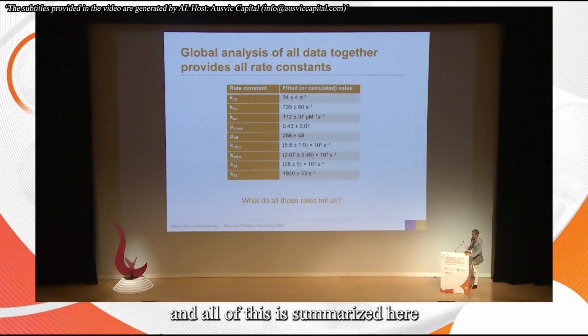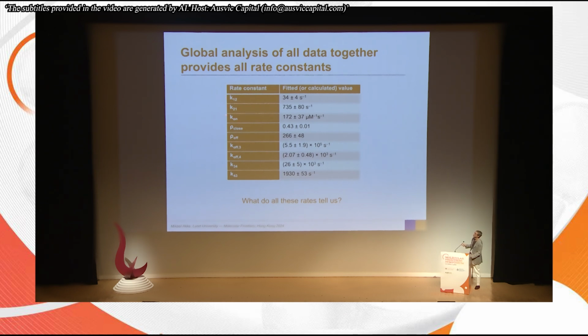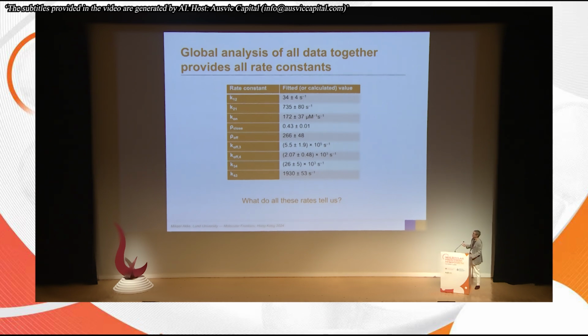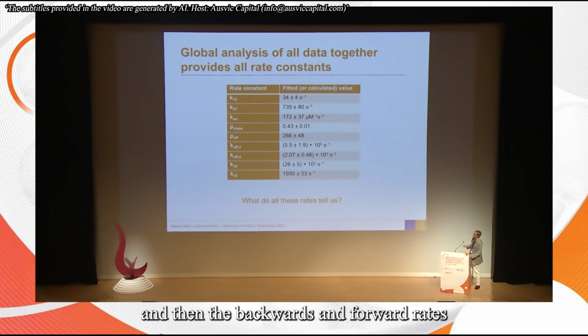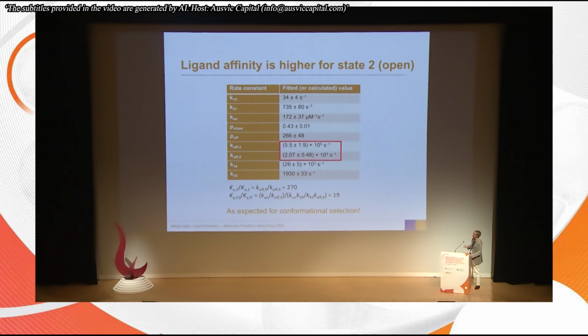And all of this is summarized here. We get the rates of going from state 1 to 2, 2 to 1, the on rate of ligand coming into the binding site, the off rates from state 3 and the off rate from state 4, and then the backwards and forward rates when the ligand has already touched the protein, so to speak.